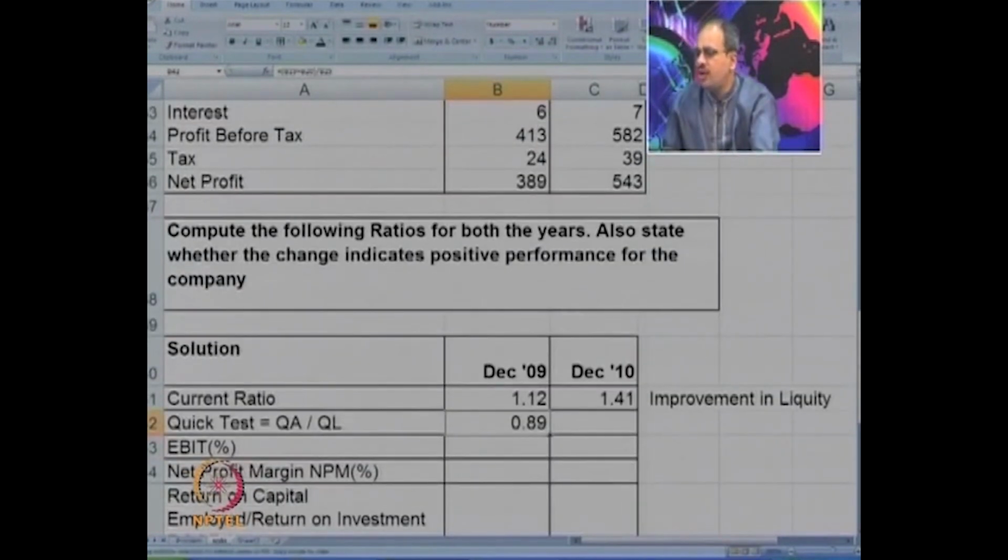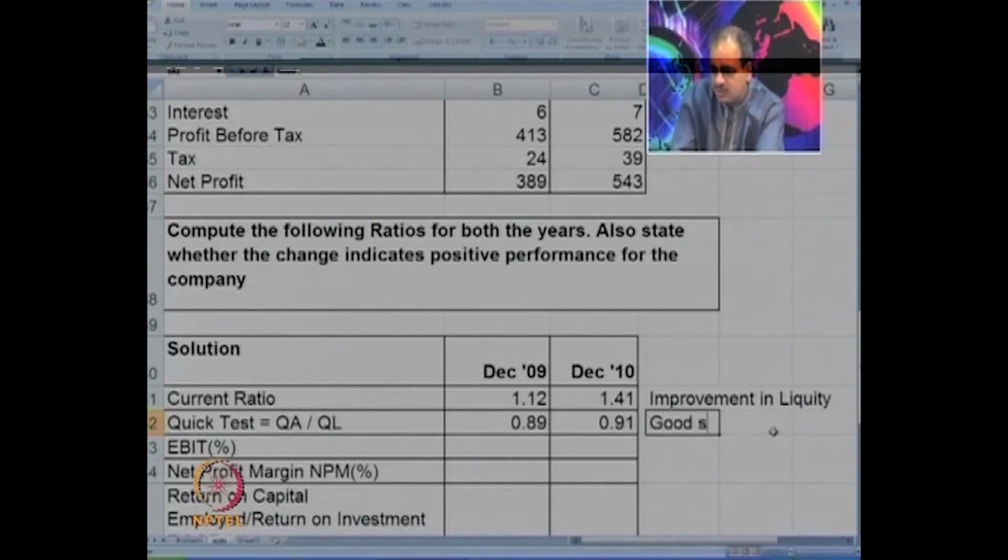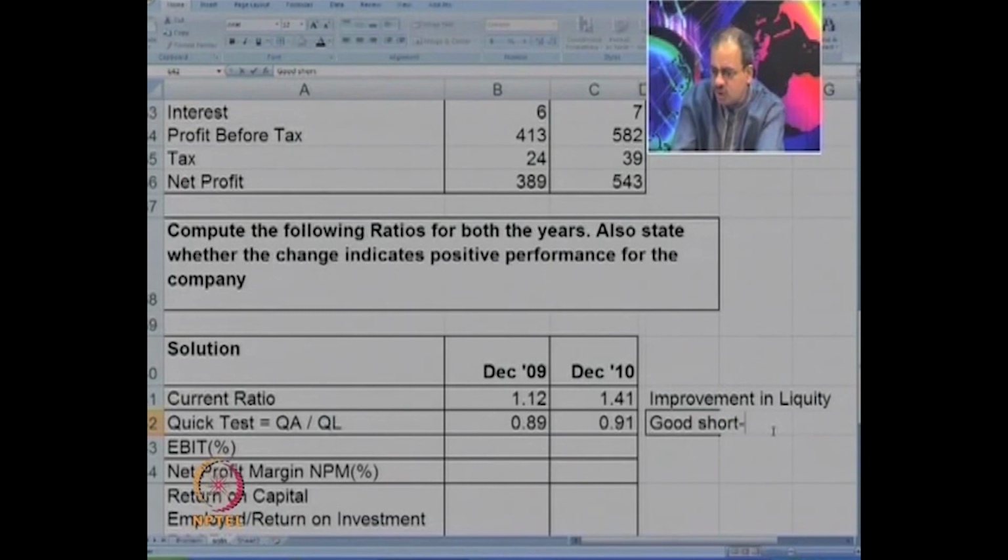So, you get 0.89. Next year, if you drag, you will get 0.91. So, what does it show? It is a good position, not much of a change. So, we can say good. This is known as short term solvency.